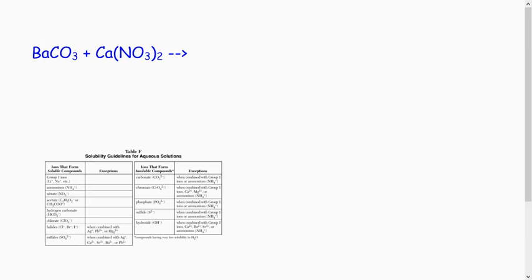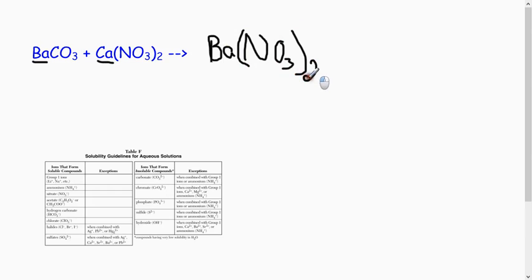Next we have barium carbonate plus calcium nitrate. So my positive ions, I have barium and calcium. These are going to switch partners, so the barium ends up with the nitrate. So barium with the NO3. Looking up the charges, barium forms a +2 charge. Nitrate is a -1, so I'm going to need Ba(NO3)2.